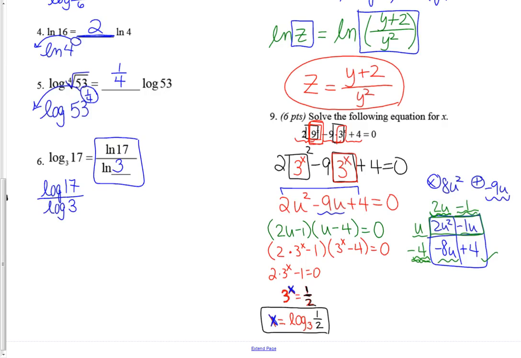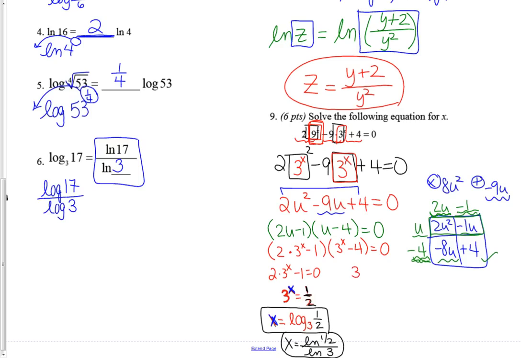Or I could have taken the log of both sides, and I might have gotten an answer that looked like the ln of 1/2 divided by the ln of 3. And you can see that's the same thing as the answer above, just using the change of base formula. Doesn't really matter to me which way you write it. They're both perfectly acceptable. All right, we still had a second factor over here.